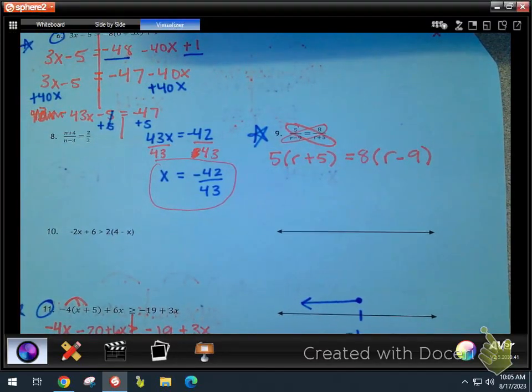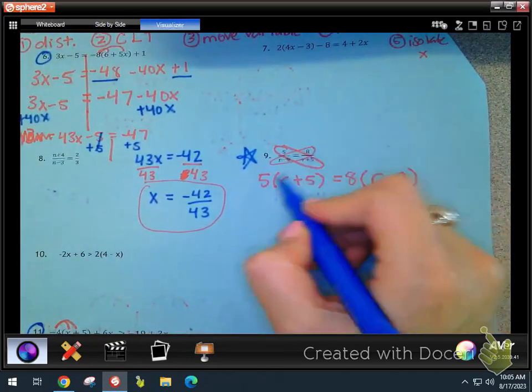Good job. We got to come back to number 12. We'll do that as a warm-up, though, next time.